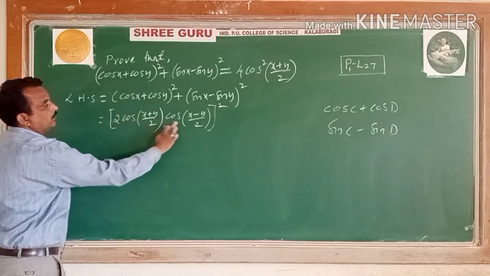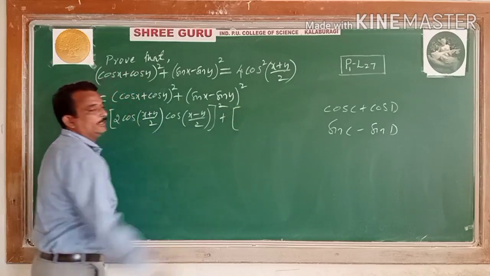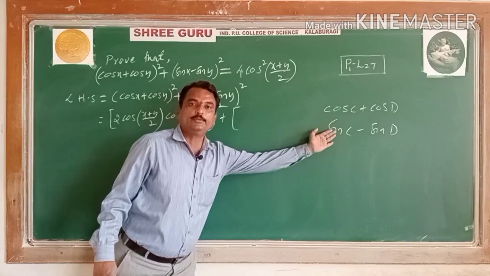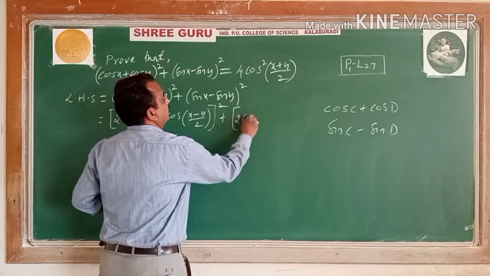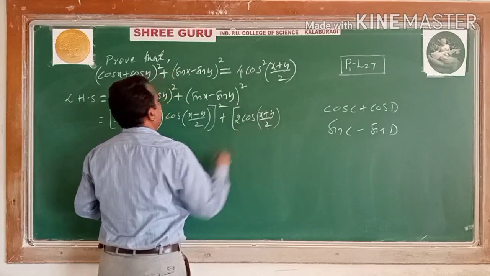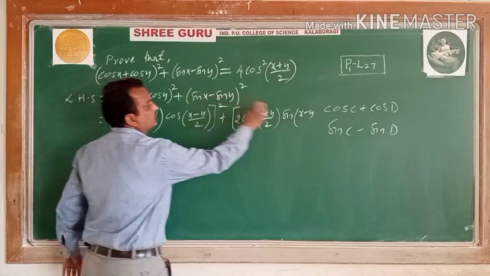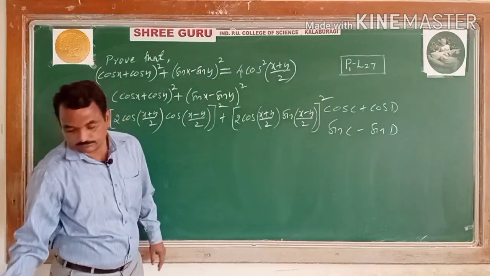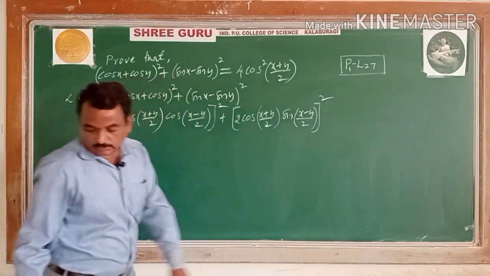Here applied cos c plus cos d, plus sin c minus sin d. You know very well the sin c minus sin d formula. What is sin c minus sin d? First cos, then sin. First cos of (c plus d) by 2, then sin of (c minus d) by 2. Here c is x, d is y. Square is there, let us take that square. Here I am removing the cos c plus cos d, you know.